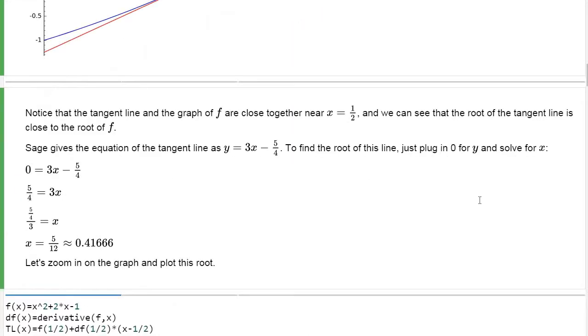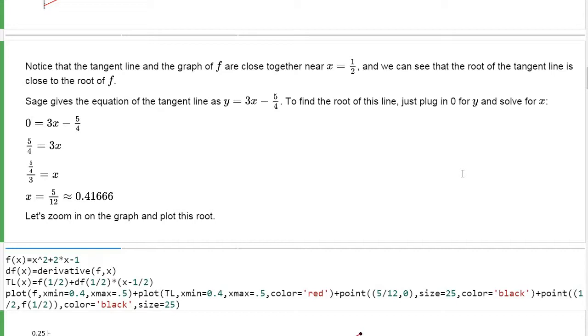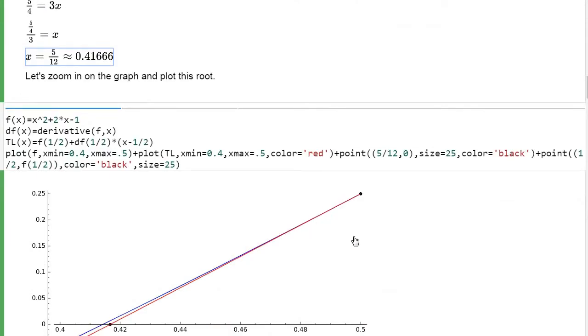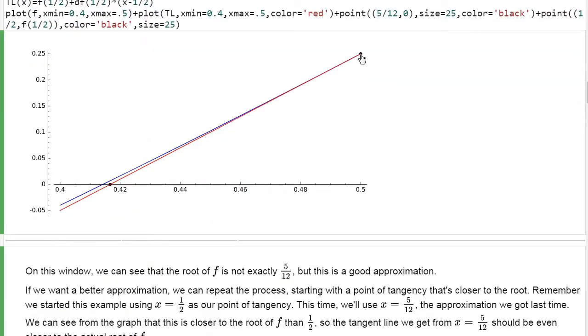So let's go ahead and find where the tangent line crosses the x-axis. This is the equation for the tangent line that Sage gave us. We want to see where that crosses the x-axis, so we're going to plug in y equals 0 and solve for x. So here's the algebra, and this is the answer. 0.416 repeating is where the tangent line crosses the x-axis. I'm going to zoom in again. So here's our point of tangency, 1/2. Here's the x-intercept of the tangent line, the 0.416 repeating. Here's the x-intercept of the actual function, which is a little bit less than that. They're not too far away. It's not exactly the same, but it's a good approximation.